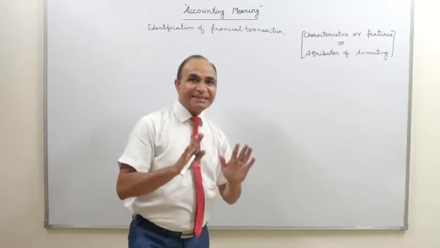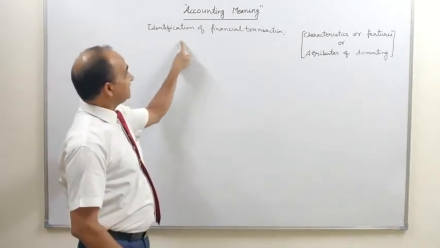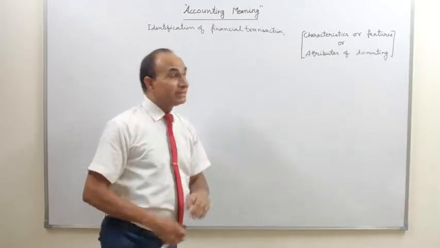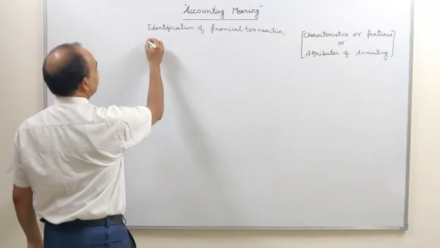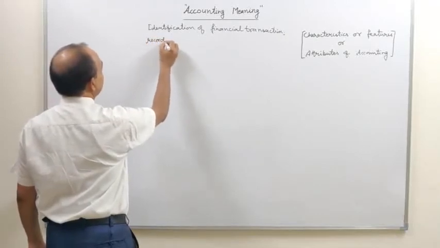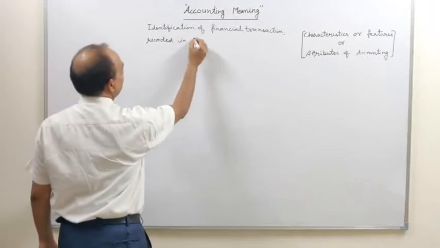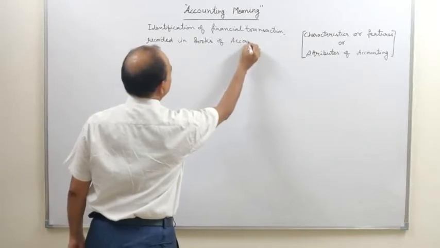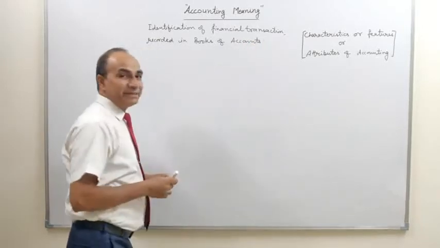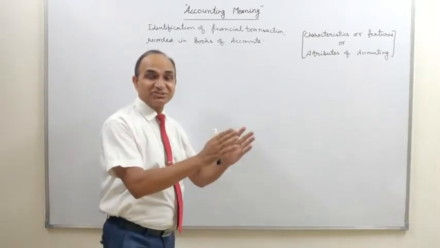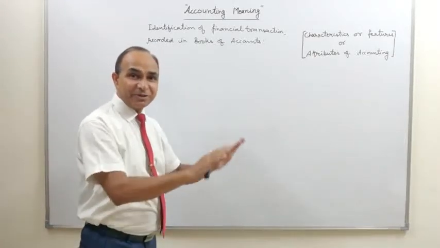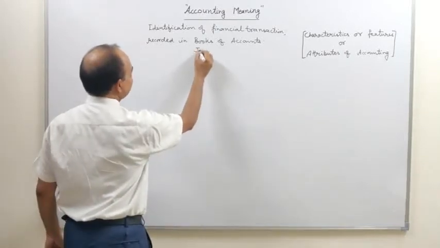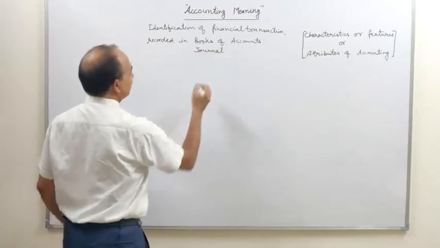The first thing, coming to the meaning of accounting, is identification of financial transactions. In accounting, we have to identify the financial transactions, and then these financial transactions are recorded in books of accounts. After identifying that these transactions are financial transactions, these are recorded into the books of accounts. And what are the books of accounts? I tell you, the books of accounts, journal. This is the original book of accounts.